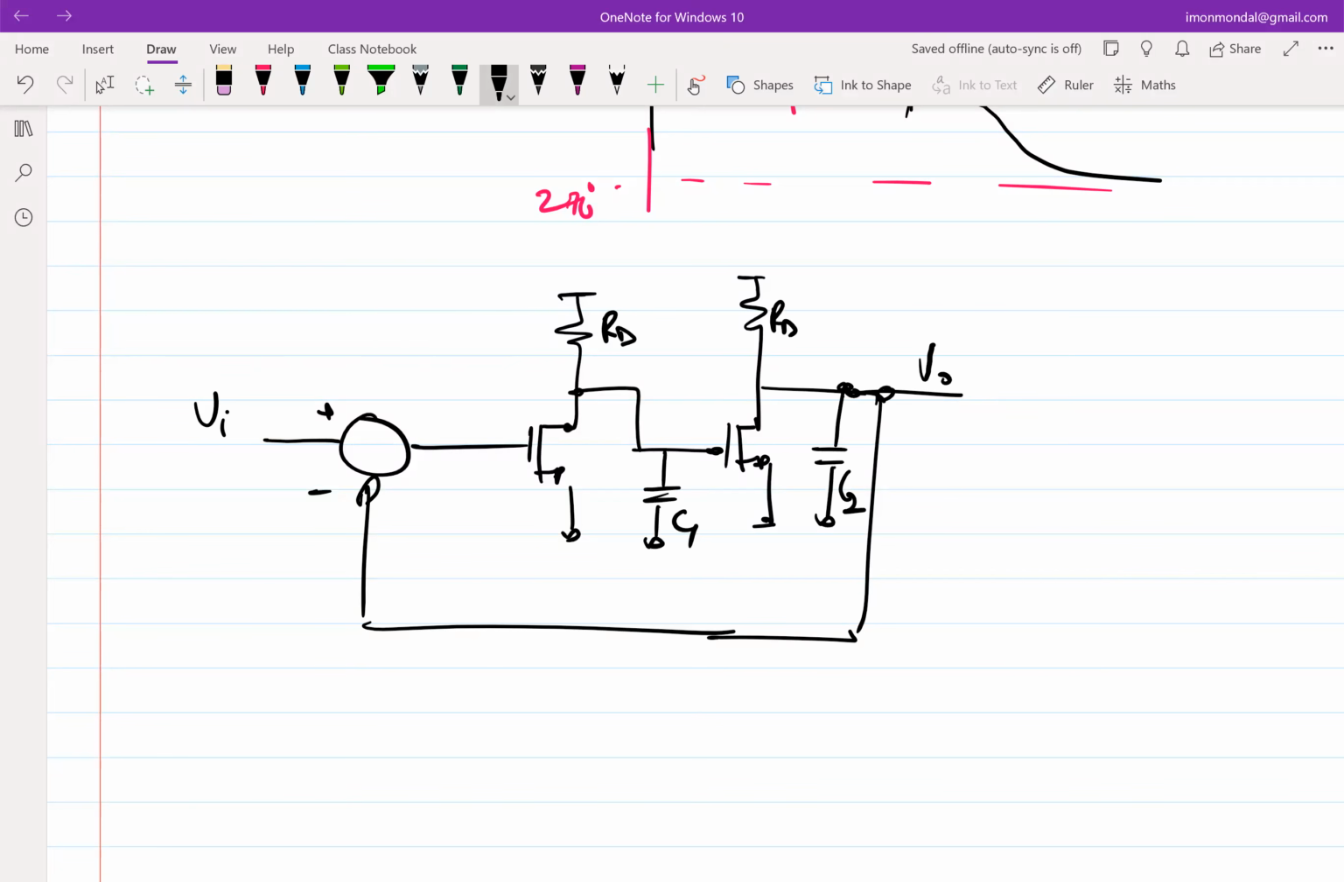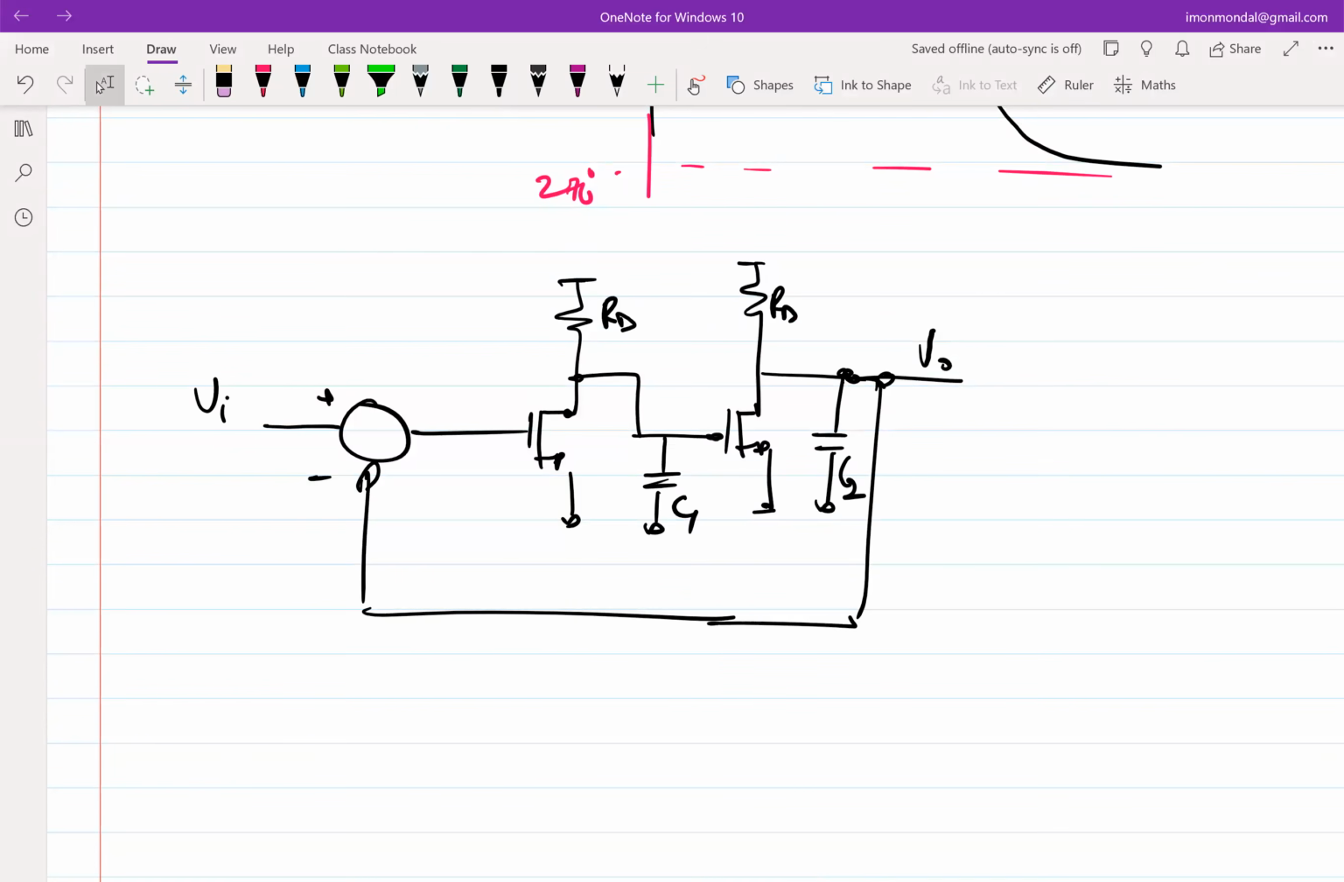And we saw that in the previous class. What were the two poles of L of S? By the way, this is closed loop. For L of S, you have to break the loop and then find out. So what were the two poles? So P1 was, let's say, associated with C1.